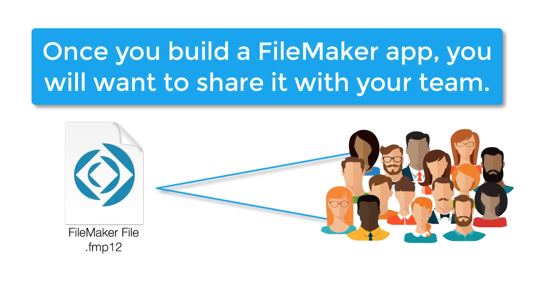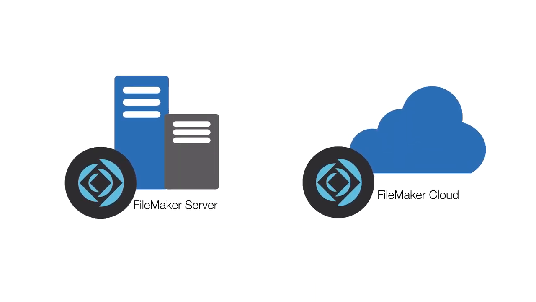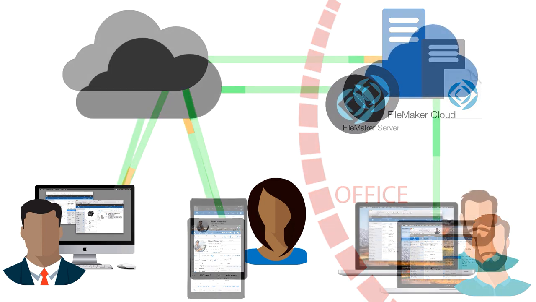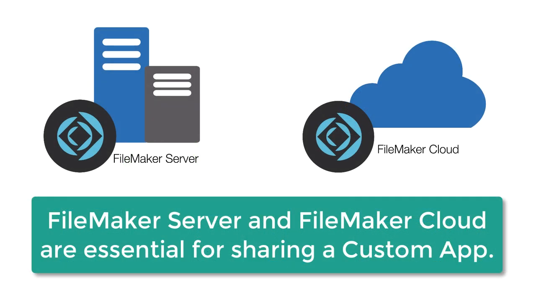So once you build your custom application, you're going to want to host it or share it with your team. To do this, you're going to use one of two products. You're going to either use FileMaker Server or FileMaker Cloud. Now, both FileMaker Server and FileMaker Cloud are dedicated products slash services that will host or share your custom application on a local network and also out across the internet. So if you have a mission-critical solution (aka custom app), especially one that you're sharing, then FileMaker Server or Cloud will be something that you will need to use.